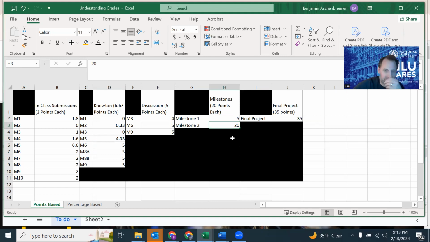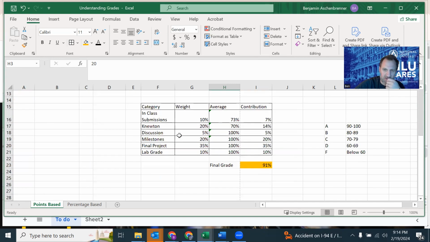So one of the key differences in how this shows up in the way you see it versus the way I think you should look at it is that the way that I did it has everything that hasn't been done as 100%. So it's saying, what if I got 100% on everything else? And you can see that the way the person is now, they're ending up with a 91%. It's an A in the class.